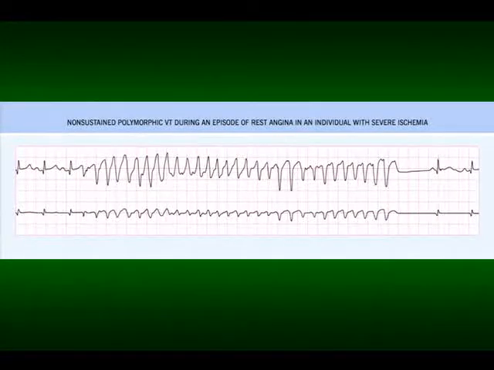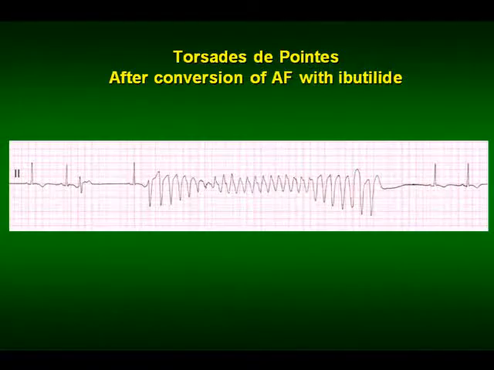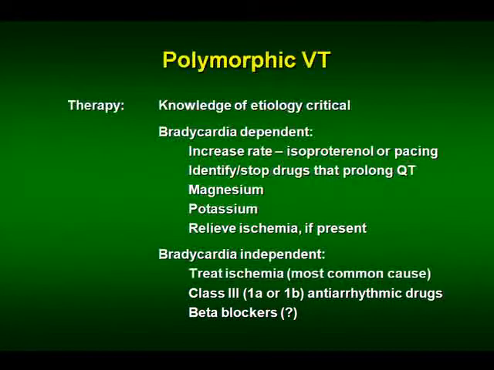The problem is that we use drugs that prolong the QT interval to treat this rhythm, which looks exactly the same. Here's something with a severe ischemia, and we get polymorphic VT or Torsade. We would probably use a drug like amiodarone to treat this, whereas on the previous slide, we'd certainly try to avoid the use of a drug that prolonged the QT interval. So it's really critical when you see polymorphic VT to think, why is it occurring?